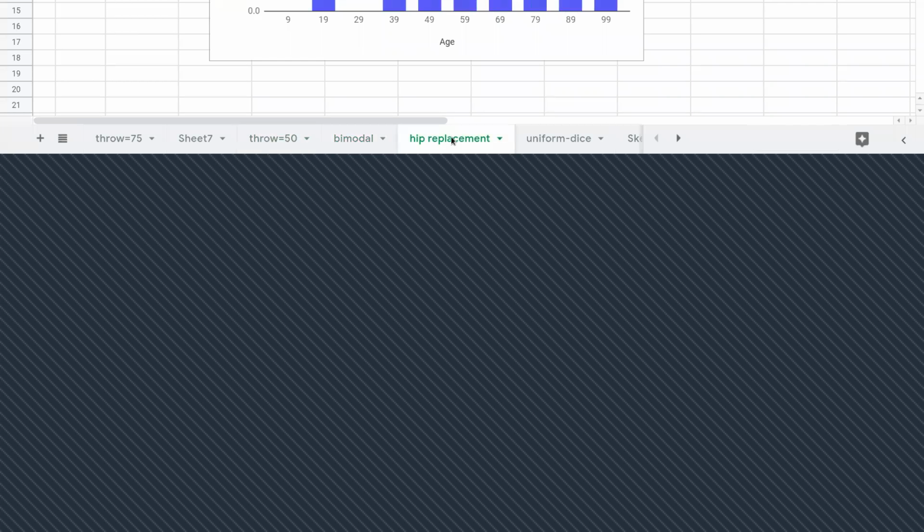Here's another one. Think about the ages people get a hip replacement. Most likely they're going to be in their 60s, 70s, or 80s for a hip replacement. It's pretty rare that a young person needs a hip replacement. What would we say about the skew of this distribution? Anybody? Left skew, right skew, neither.